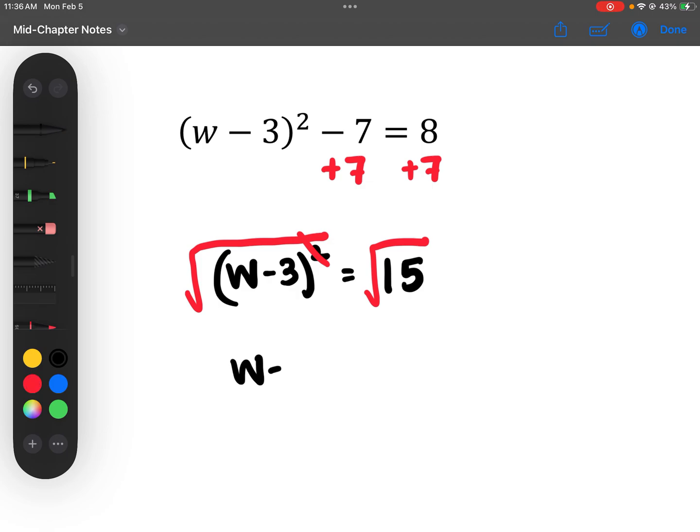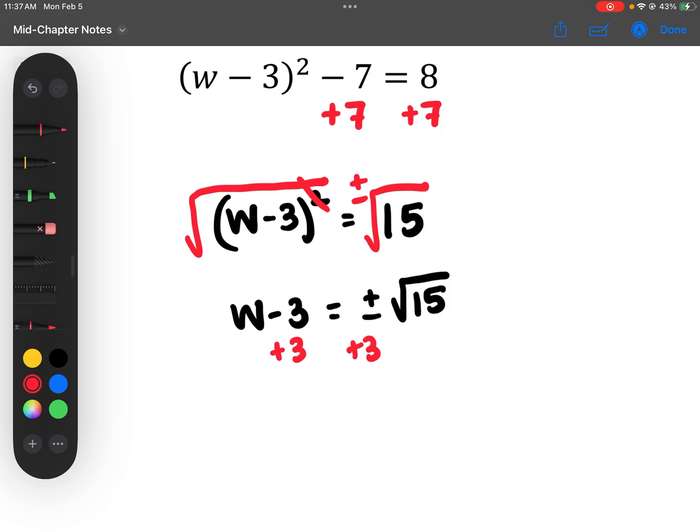So we've got w minus 3. Oh, and I forgot. Don't forget that you have two answers, a positive and a negative answer. So back to this, we've got w minus 3 is equal to a positive and a negative square root of 15. At this point, I'll go ahead and add 3. And one last thing I wanted to mention is the calculator, if you type this in, it just gives you square root of 15, so nothing changes.